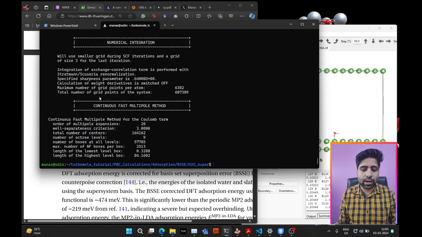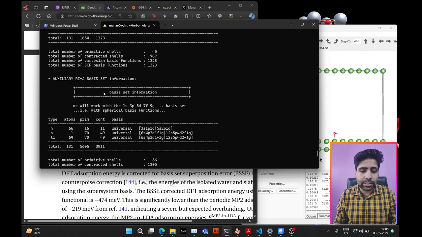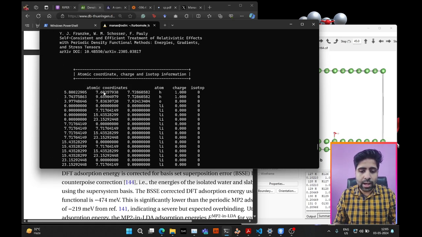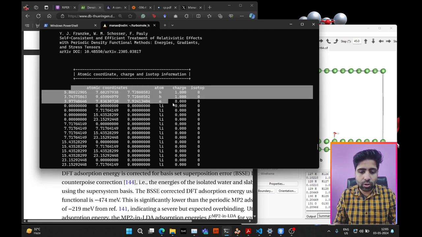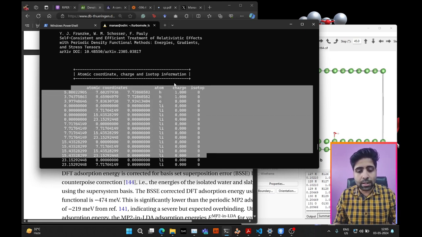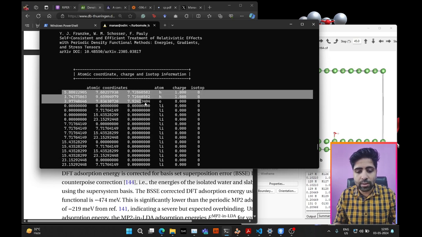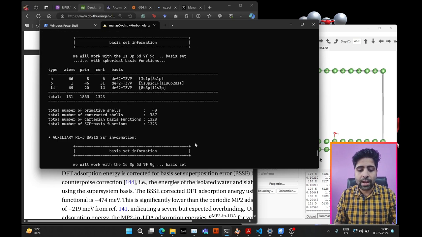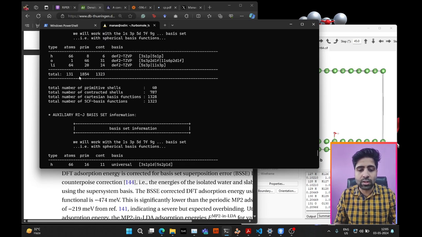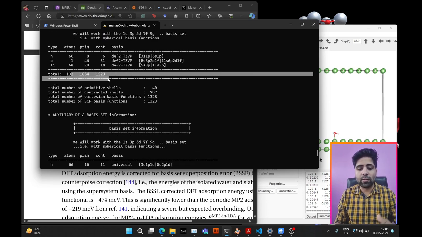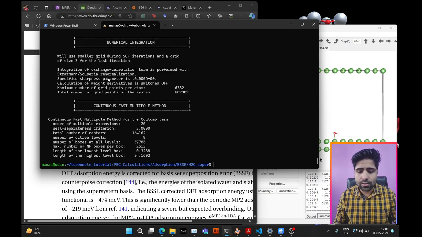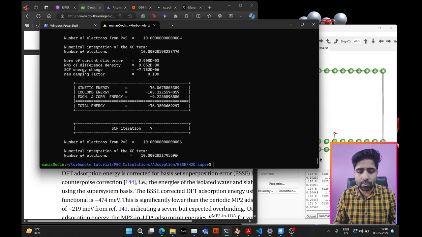Okay, now if I open the output file, I see that it is using all the atomic coordinates, but the charges of only the first three atoms corresponding to the H2O molecule are non-zero, the remaining are zero. The number of basis functions is now much more compared to our previous case because we are using the basis functions centered on the total system. So this calculation will converge pretty quickly.